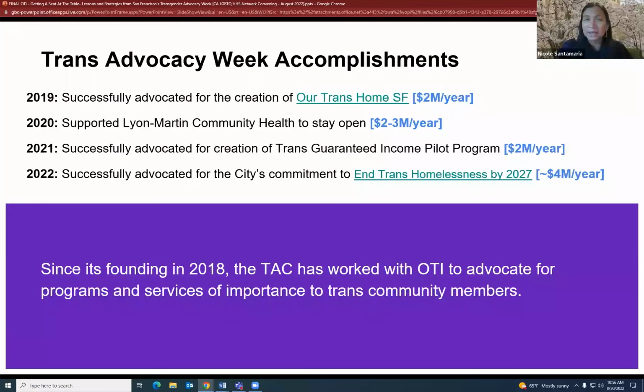For example, that Lyon Martin has been able to stay operating and stay open has impacted for good the rest of the trans and gender diverse communities here in the city of San Francisco. We have been able to access COVID vaccines through them. Now the MPOX as well has been redirecting with these other organizations and being able to work in collaborative partnerships with the rest of the trans and gender diverse organizations represented in the TAC has been a deep impact for good for our communities.